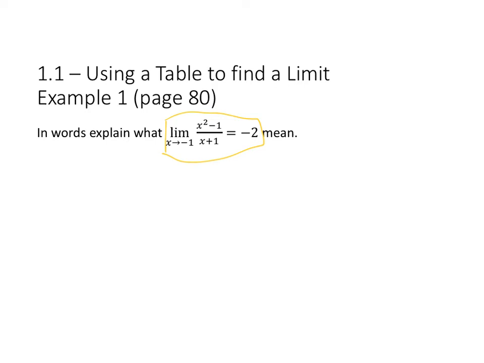All right, so what it says in words is the limit as x approaches -1 of the function x squared minus 1 over x plus 1 is -2. So this piece in words says the limit as x approaches -1, and then that's the function that we're going to talk about, equals -2.